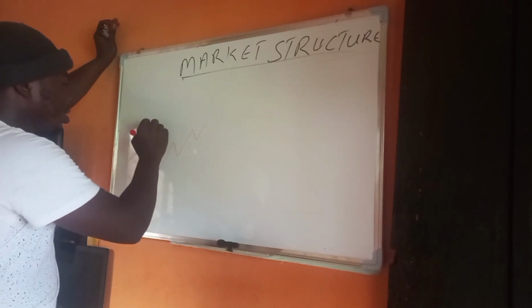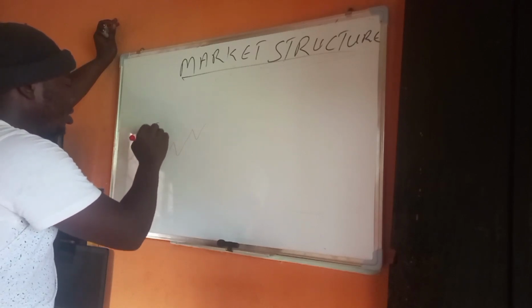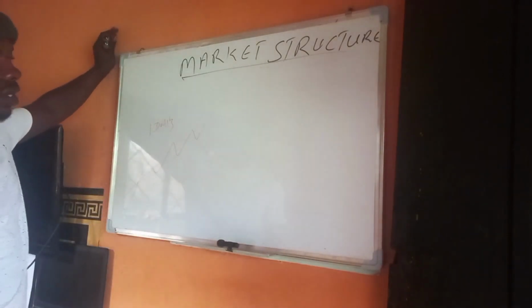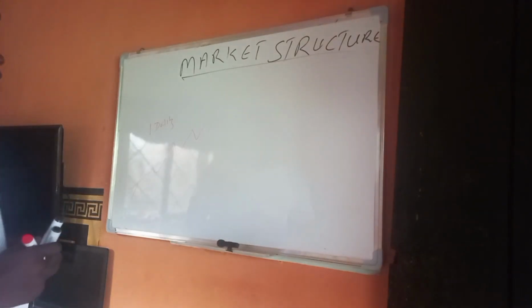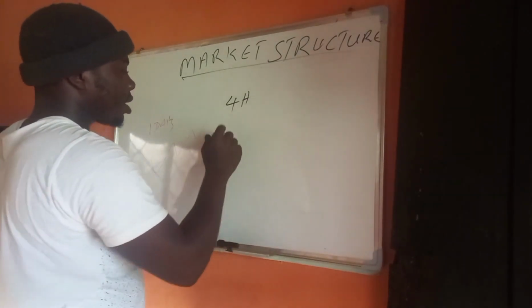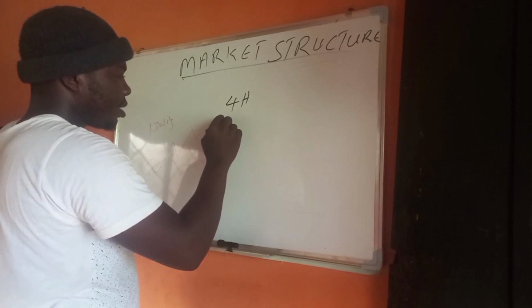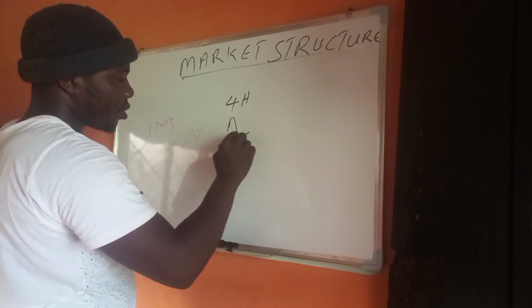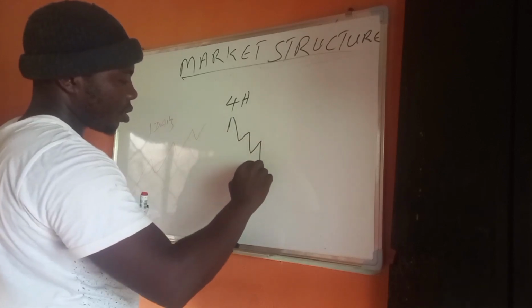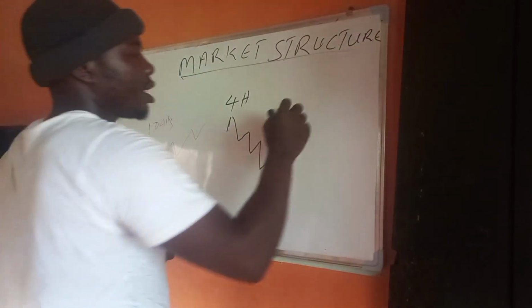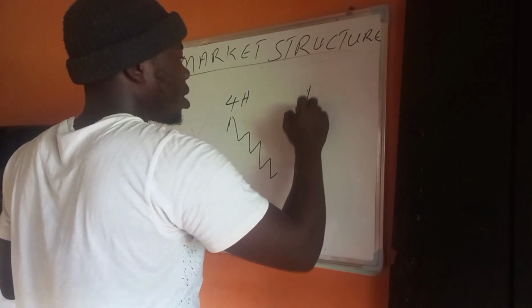Let's regard this as the 1 day time frame. This is the daily time frame, you understand? Yes. Then let's plot out the 4-hour time frame, where the market is trending down. Then let's regard this one as the 1 hour time frame.